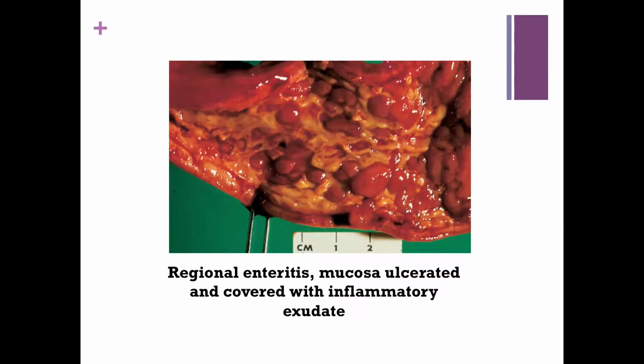So here is a bit of bowel that was resected. So this was removed because it was creating a lot of problems. We see these red inflamed granulomas, inflammatory exudate. We see some purulent exudate here.